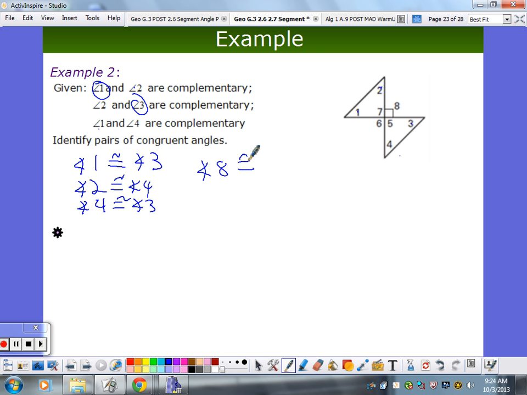Angle 8 is congruent to angle 6 because vertical angles are congruent. What about these two? And those are for the vertical angles. Pretty good. So there's lots of stuff here, lots of ways to find them. Yeah, what else? Say it again.